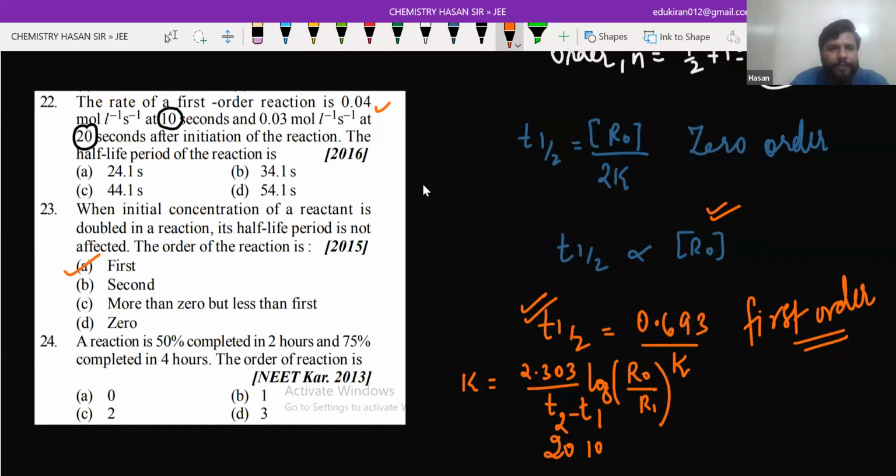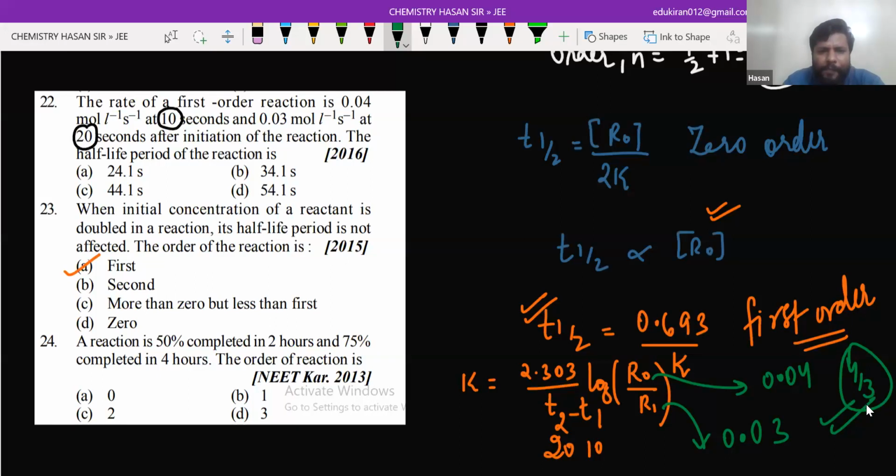So wait a minute. Initial concentration, R naught will be equal to 0.04 and finally it becomes 0.03. That means 4 by 3 it becomes, right? So now solve it and let me know the answer. In physical chemistry, like this chapter and electrochemistry, the calculation is not tough. Only there will be multiplication, division of the decimal.